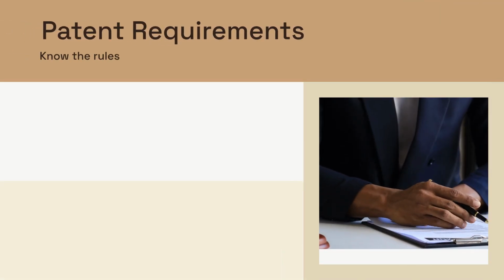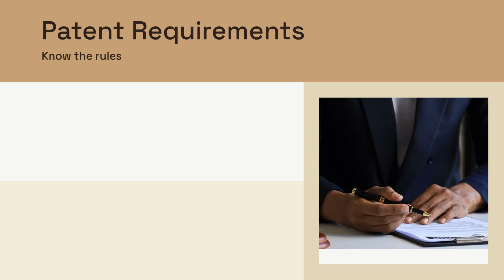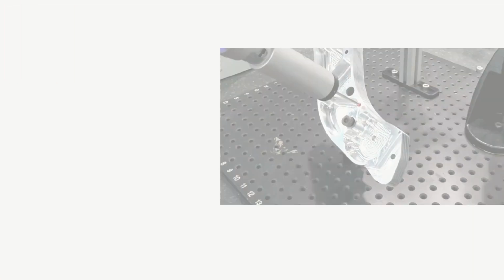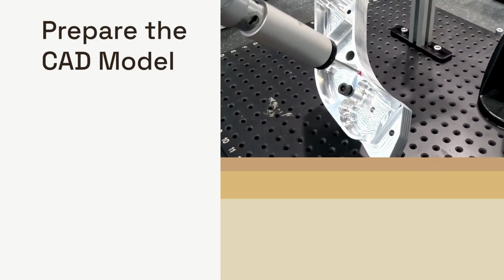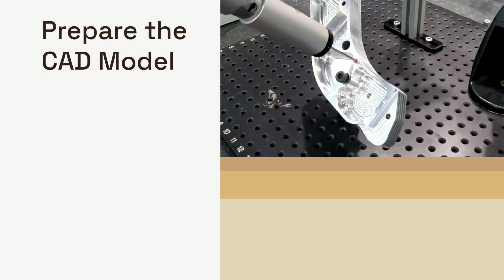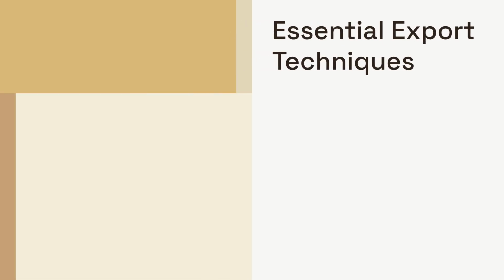First, you must understand the Patent Office requirements, covering aspects like line thickness, acceptable shading methods, and drawing clarity for your jurisdiction. Before export, clean up your CAD model. Simplify complex geometry. Remove internal features not relevant to the patent, and ensure surfaces are clean. Using the right CAD export settings can save you hours of manual editing later.